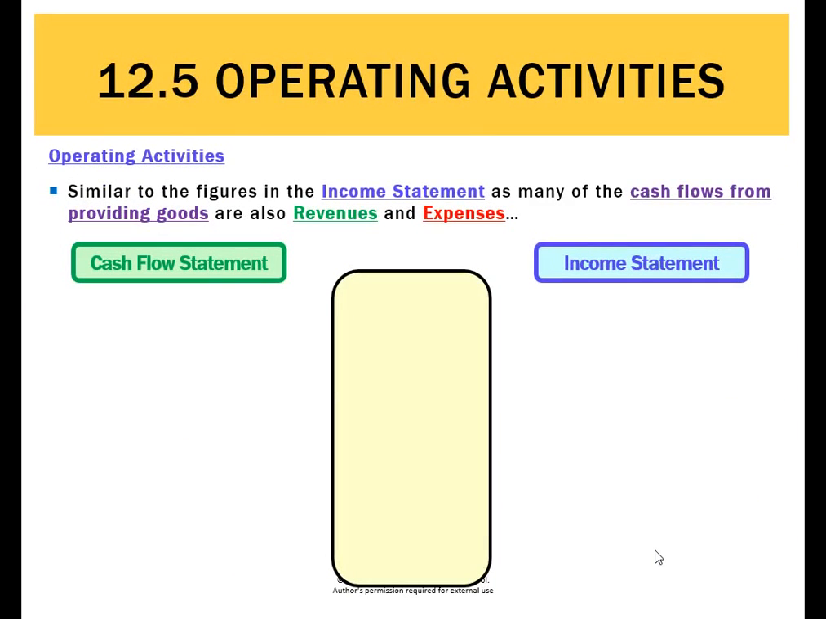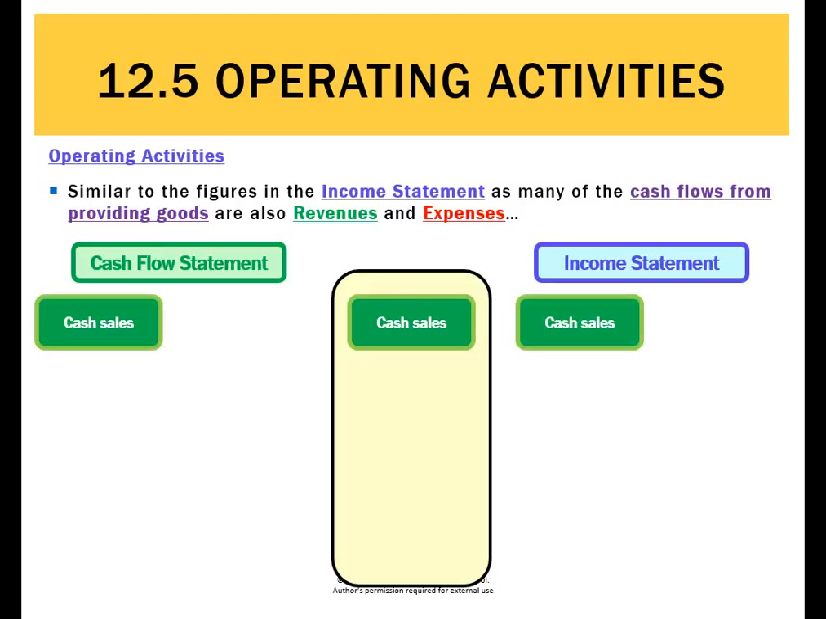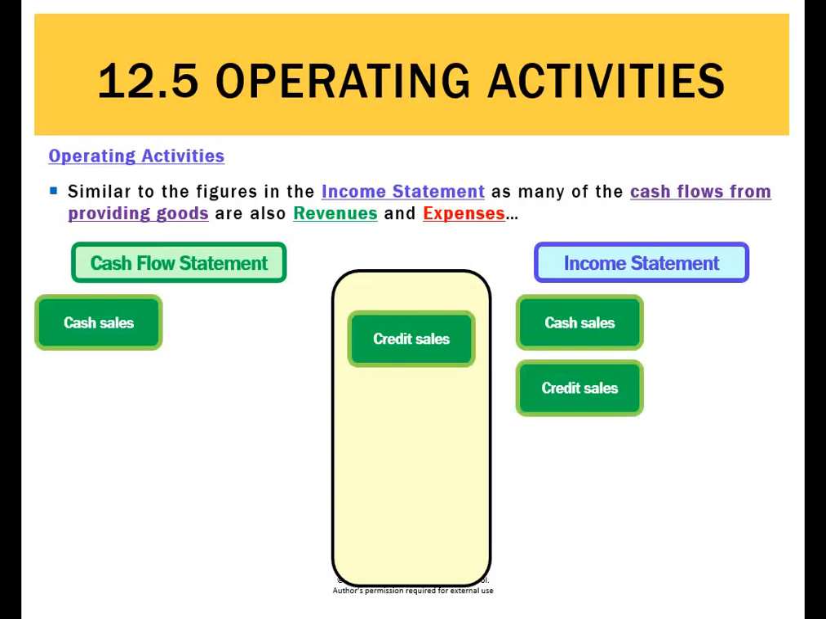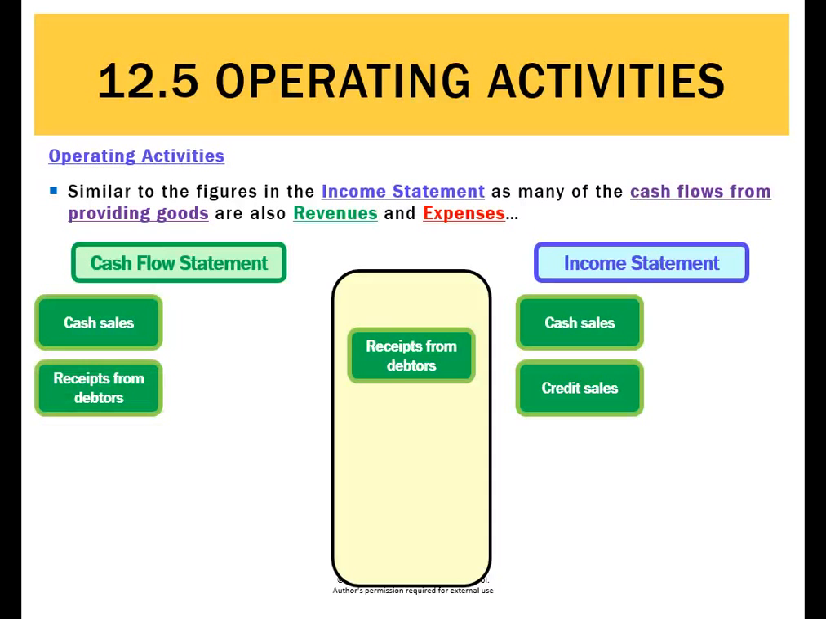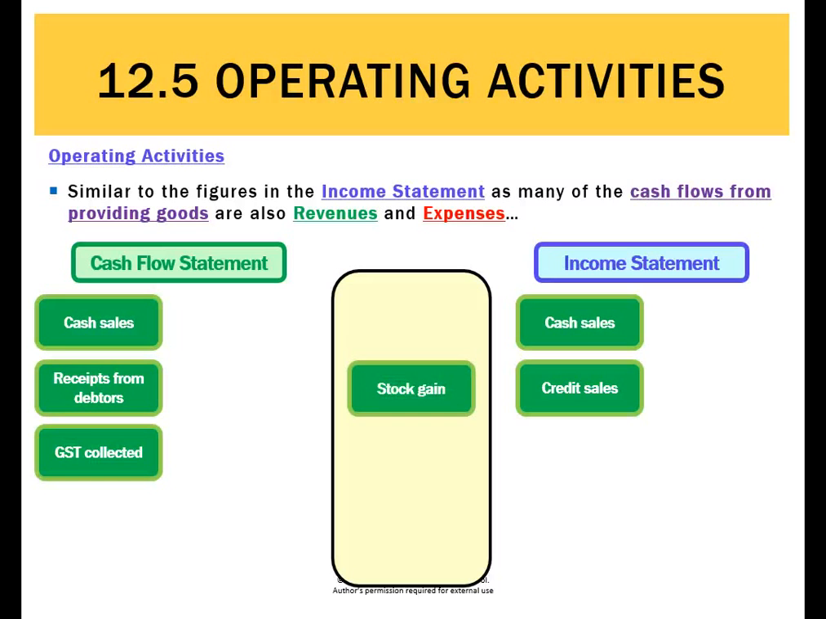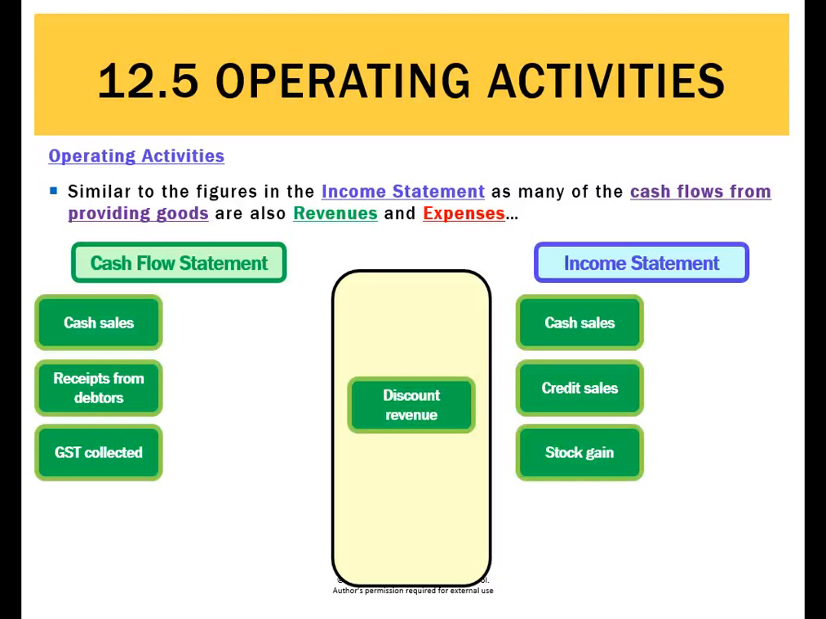So it's similar to the income statement in a lot of ways, because a lot of the income statement is revenues and expenses, and that's obviously to do with the buying and selling of goods. So a lot of these items will appear in both. So for example, cash sales are an inflow and are a revenue. Credit sales are revenue, but they're not a cash flow, so they won't go in there. If I receive money from debtors, however, that's going to go in the operating section, but it's not going to go in the income statement. GST collected is an operating inflow, but it's not a revenue. Stock gain, no cash, but it is a revenue. Discount revenue is the same, but won't go in the cash flow statement.